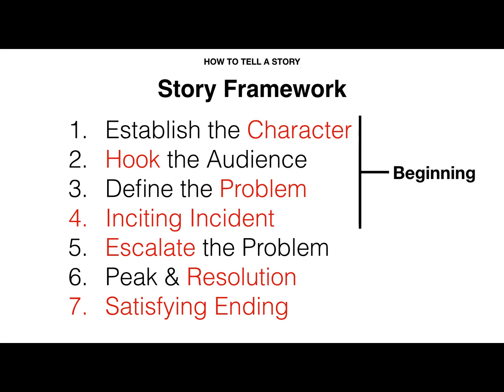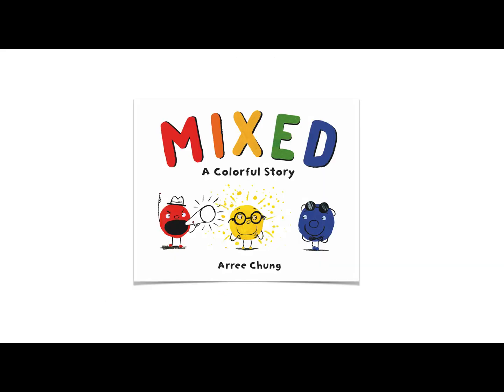So the first 4 steps is really the beginning of your story, and starting your story really well sets up your story for everything else. The middle of your story is based on the main problem in your story and making that worse. Your character does go through some choices, and then there's a peak of your story where you then finish your story and you resolve what that story problem was going through. So let's look at Mix as a detailed example.